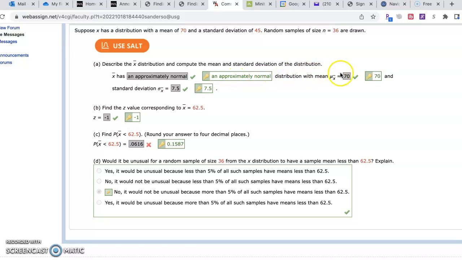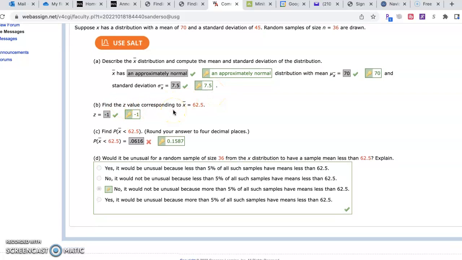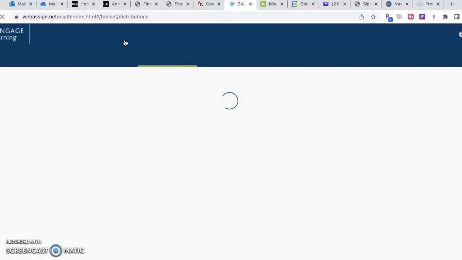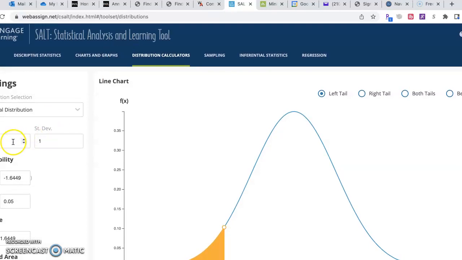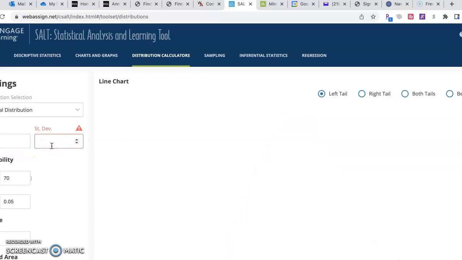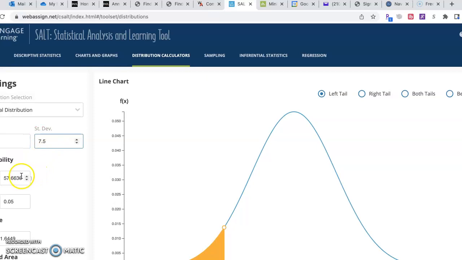It is approximately normal. The mean is 70. The standard deviation, when you compute that, will be 7.5. And then it says find the Z value according to X bar equals 62.5. So what you can do there is you can click on SALT. Again, we're looking for Z when X is 62.5. Remember, we had a mean of 70, I believe it was, and a standard deviation of 7.5. And we want to know what the Z-score is down here at the bottom when X is less than 62.5.